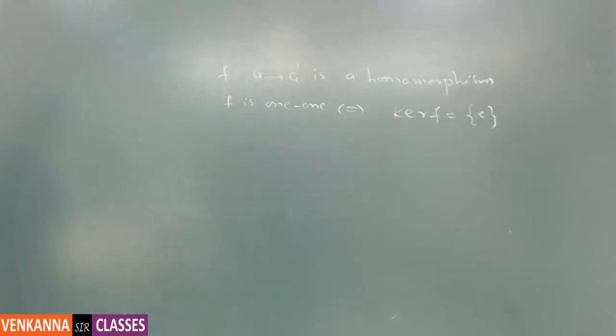Please take a note of this one. If f from G to G dash is a homomorphism, then f is a 1-1 function if and only if kernel f is only the single-element set containing identity. So except identity, there will be nothing in kernel f. Then the function becomes 1-1. Is the concept clear for everyone? What do we need to show?